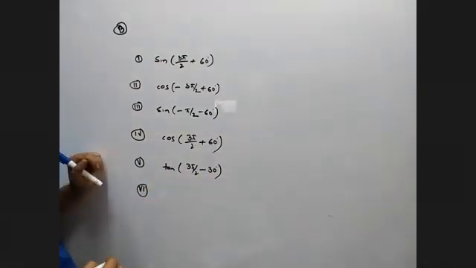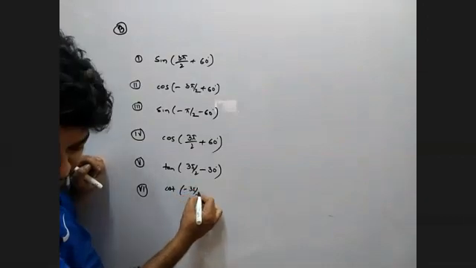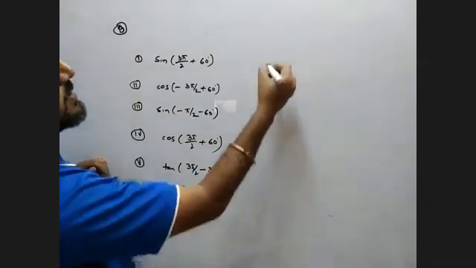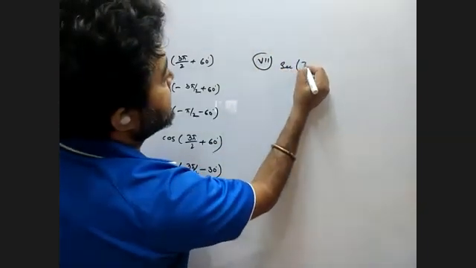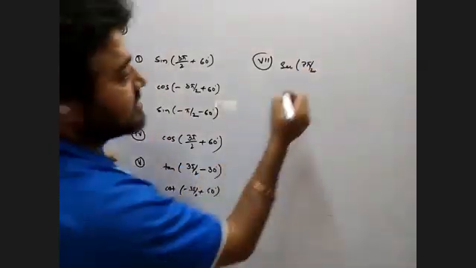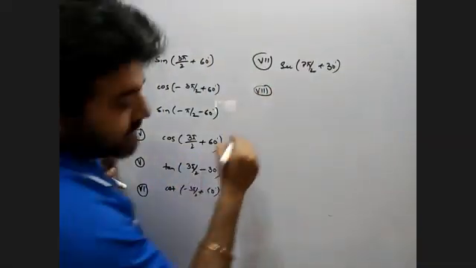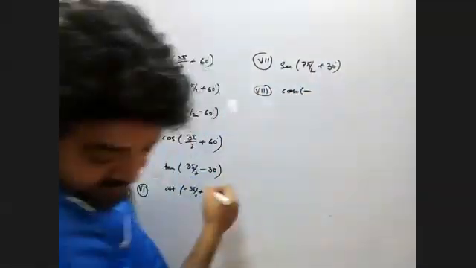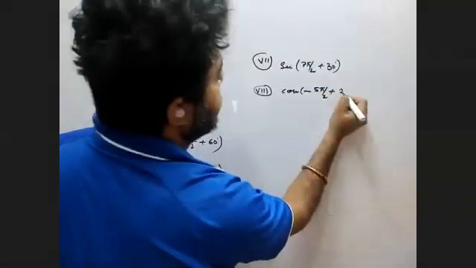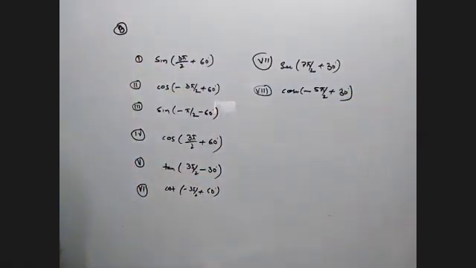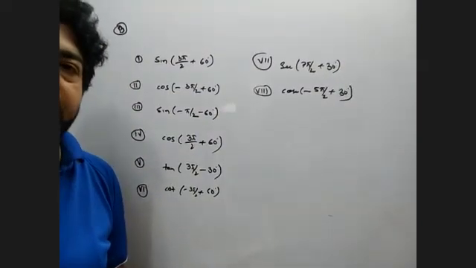Number 6, cot minus 3 pi by 2 plus 60 degree. 7, sec 7 pi by 2 plus 30 degree. Number 8, cosec minus 5 pi by 2 plus 30 degree. Done, everyone? Yes, sir. No, sir. Sir, 1 second.